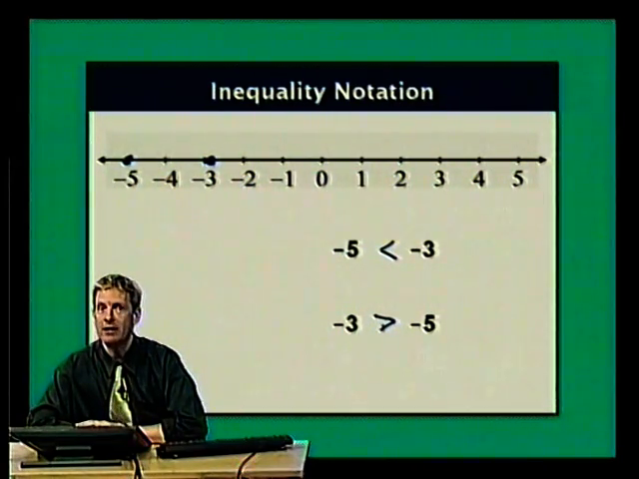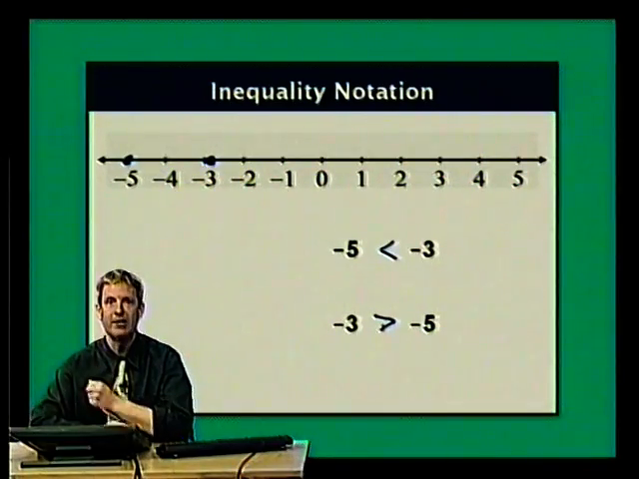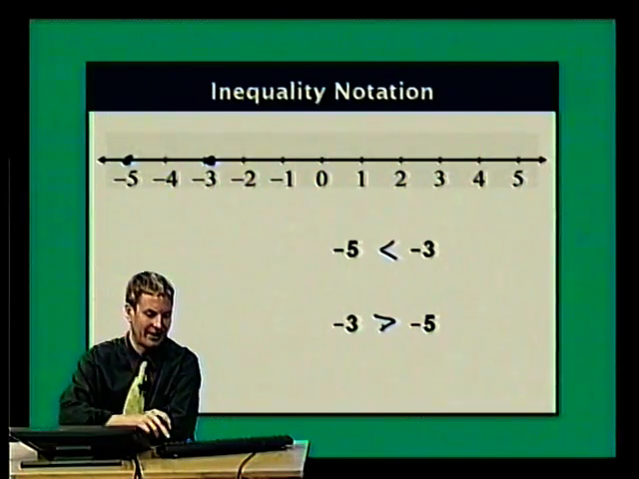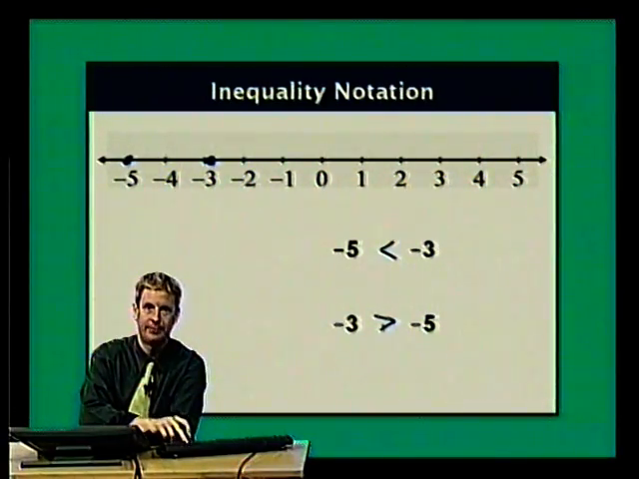Both ways we wrote it, the arrow is pointing towards the -5. The arrow always points to the number on the left on the number line.